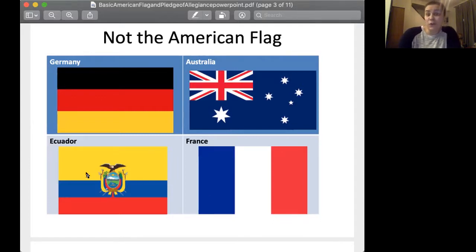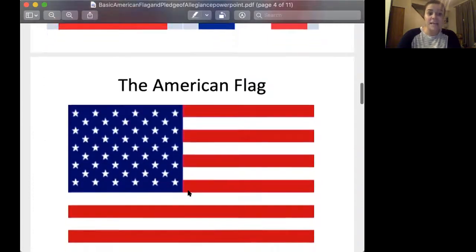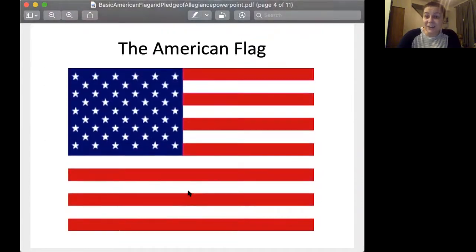These are just a few examples of what the flag is not, even though the ones on this right side were pretty tricky, huh? Now, this is what the American flag looks like. We have our stars. Holy cow, 50 stars. That's a lot of stars to count.